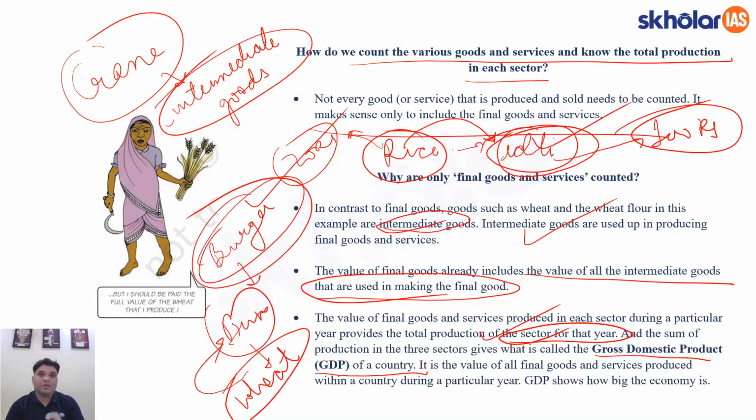Gross domestic product is the total value of all the goods and services which are produced finally. Total value of all the final goods and services in the economy will give you GDP, gross domestic product.